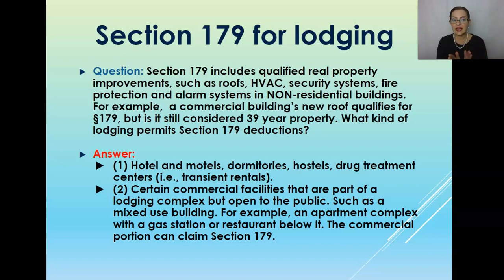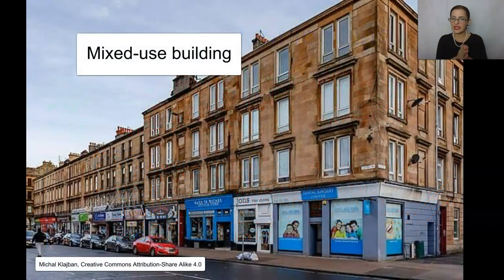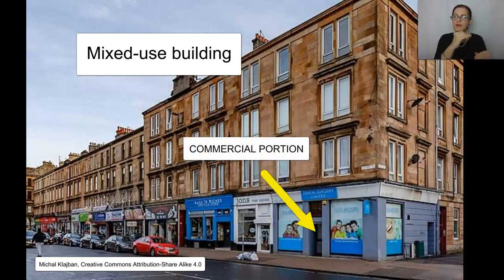And then number two, it would also include certain commercial facilities that are part of a lodging complex but open to the public, such as a mixed-use building. I had to look this up because in the pubs, it just says commercial facilities that are part of a lodging complex, and I'm thinking, are they talking about like a roller rink or something? No. I looked this up, and it is something like an apartment complex where it's a mixed-use building where maybe you have a gas station or restaurant below it. Then the commercial portion can claim Section 179 if it applies.